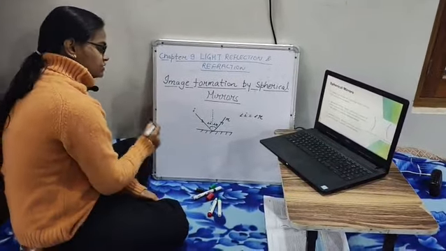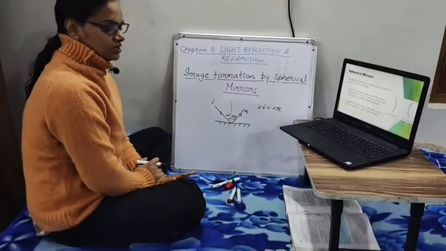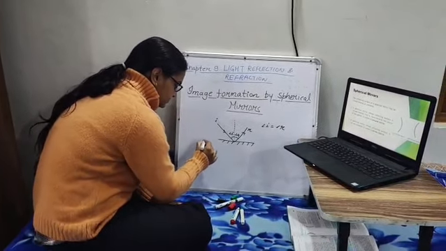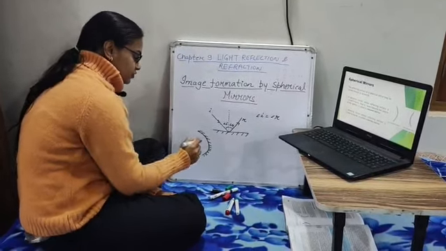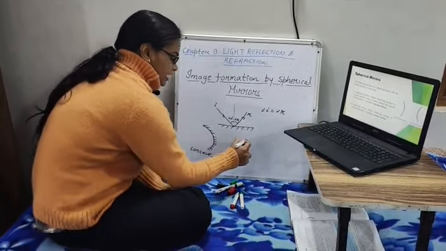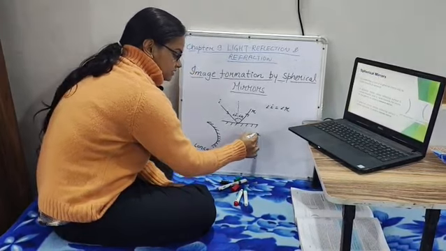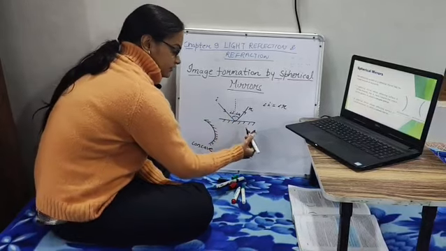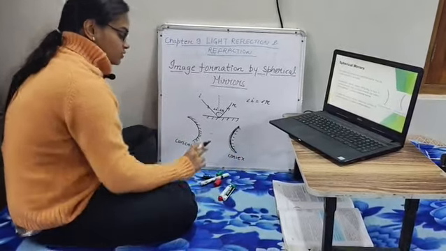Now coming to spherical mirrors. As I have already mentioned, based on the reflecting surface, spherical mirrors are defined. So when the reflecting surface is curved inwards, this is called a concave mirror. And when the reflecting surface is curved outwards, it is called a convex mirror. This is a convex mirror.